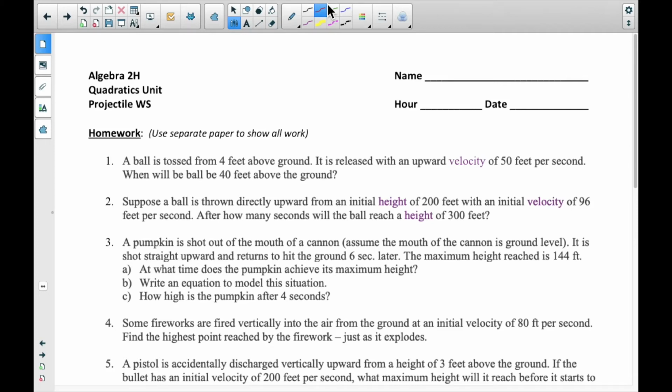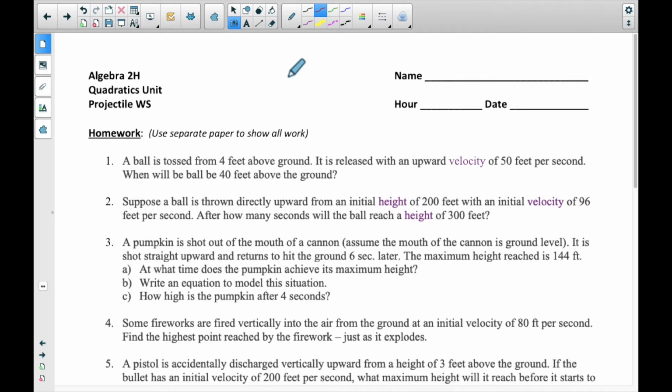This video is going to go through the worksheet on projectiles. This is found on the back page of your notes packet. I'm just going to go through each problem for people who are still having a hard time figuring out some of these word problems. So, number one, a ball is tossed from 4 feet above the ground.